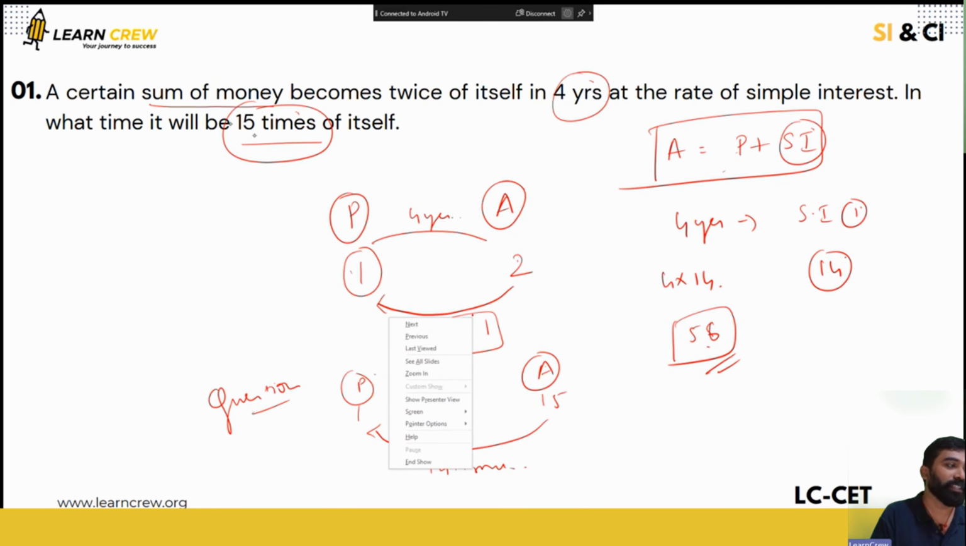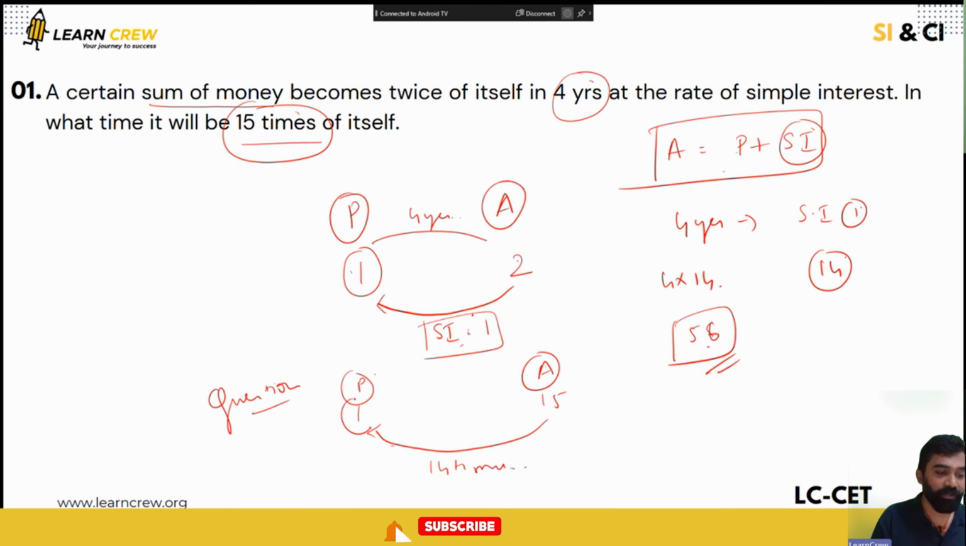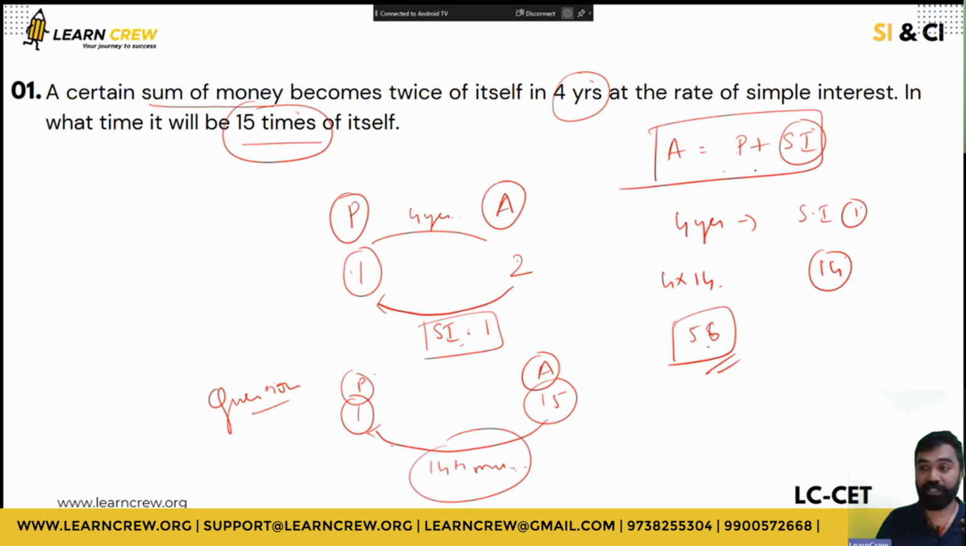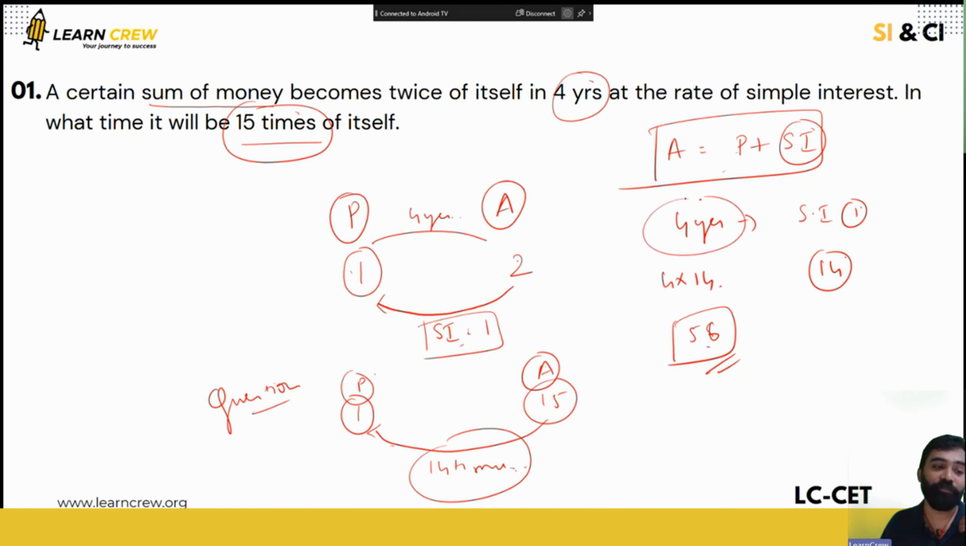Now, they're asking the question, after how many years will it become 15 times of itself? If the principal is 1, after when it will become 15 times, you need to find it. So the difference here is 14 times, that is nothing but simple interest. So if the simple interest is 14, then the actual number of years will become 14 into 4, that is 56.